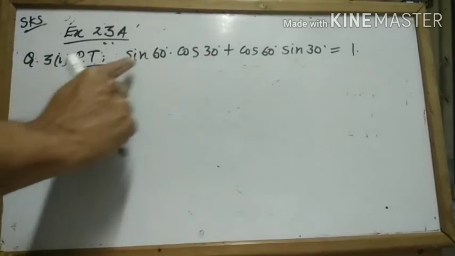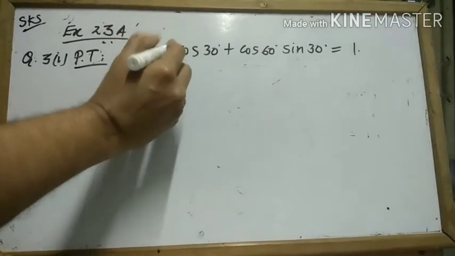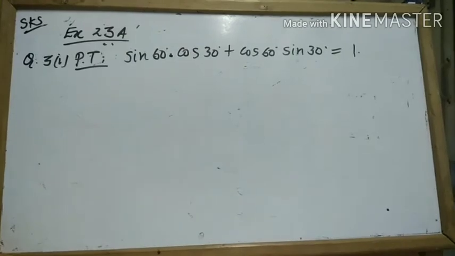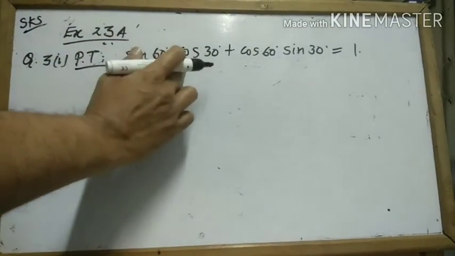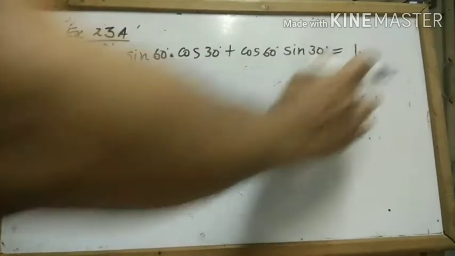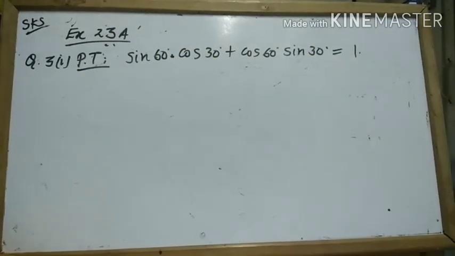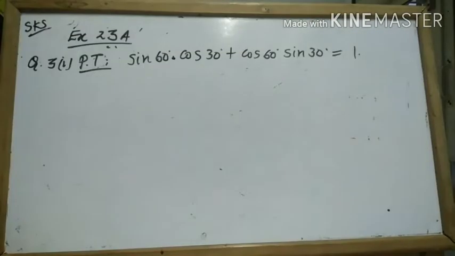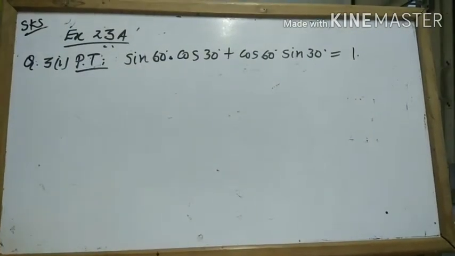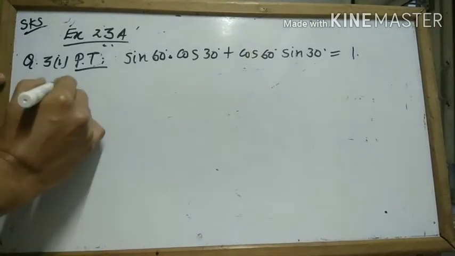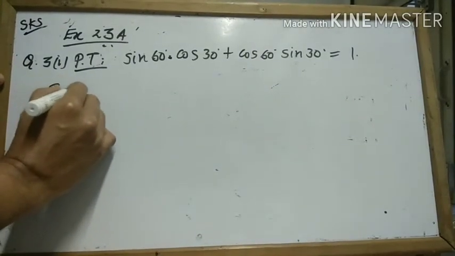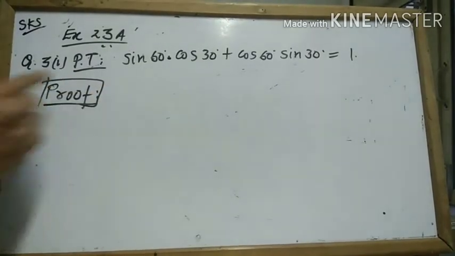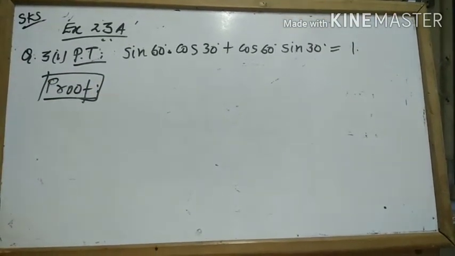We have to prove that sine 60, I put a dot between sine 60 and cos 30. Whenever there is a dot, that means it is multiplication. Sine 60 into cos 30 plus cos 60 into sine 30 equals 1. We are supposed to prove this, that all values combined together come to 1. Whenever there is a prove that, show that kind of question, your solution will begin with proof. This is one important aspect for you. It is not solution. Don't write SOL, write proof.